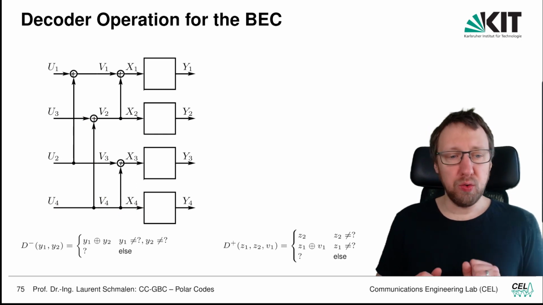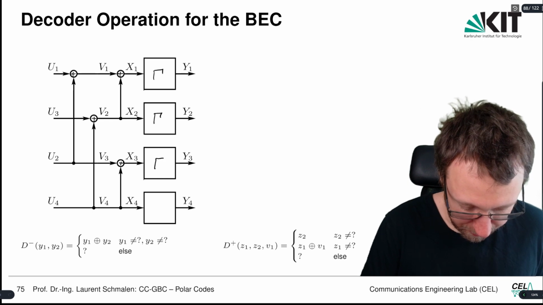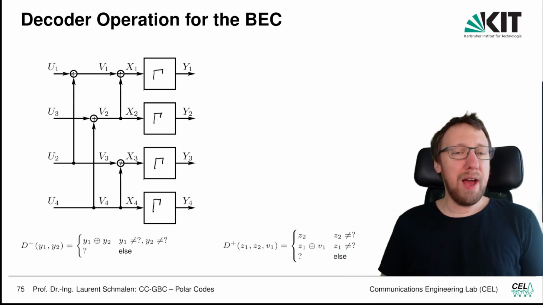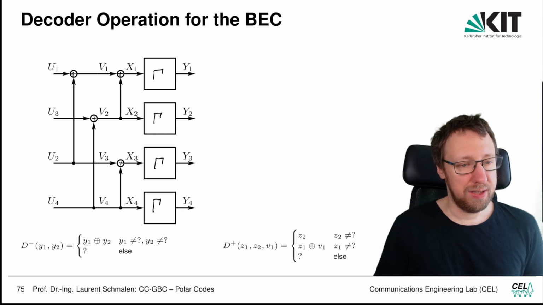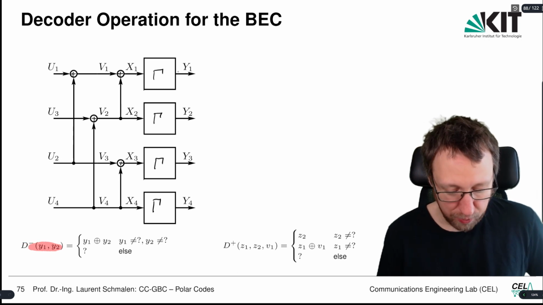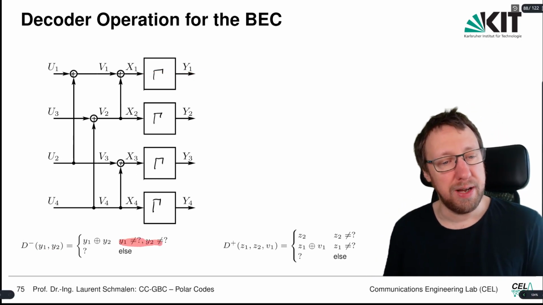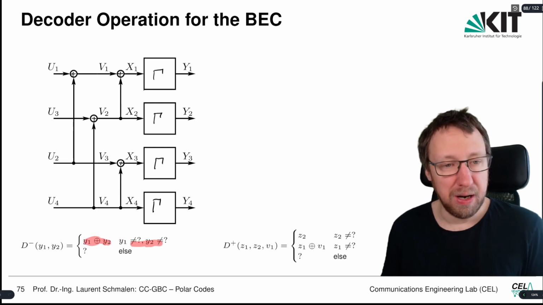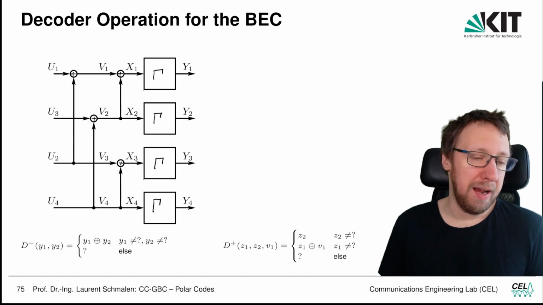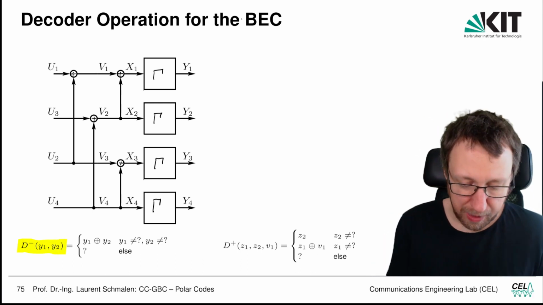So now we undo the operations. Here we have the channels gamma, and we receive y1 up to y4. We have already seen how to undo the different operations. So we can undo the channel gamma minus. We have two received values, y1 and y2. If y1 is not erased and y2 is not erased, then the output is y1 plus y2, and otherwise we need to output an erasure. That's how we undo the channel gamma minus, and that's the decoder D minus. So that's the decoder for the channel gamma minus. It's for the binary erasure channel.